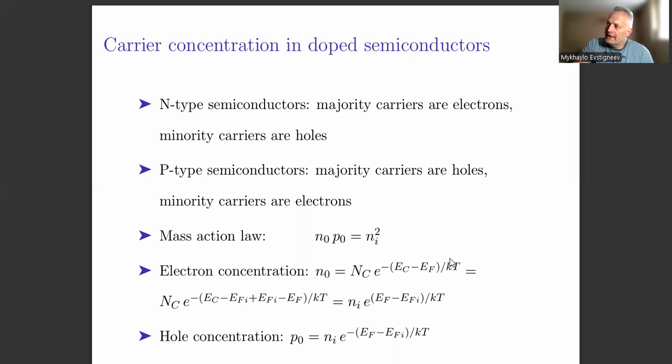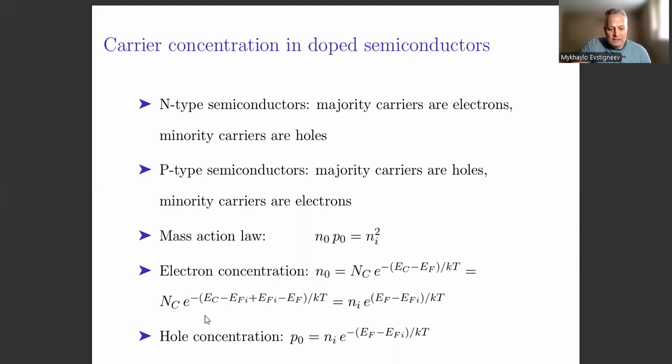Now I would like to relate the Fermi energy in a doped semiconductor to the concentration of its charge carriers. Let's start with electron concentration. N naught is Nc, effective density of states in the conduction band, times exponential to the power negative Ec minus E Fermi over kT. Now, in this exponential, let me add and subtract intrinsic Fermi energy. So Ec minus E Fermi intrinsic plus E Fermi intrinsic minus E Fermi. This operation doesn't change anything.